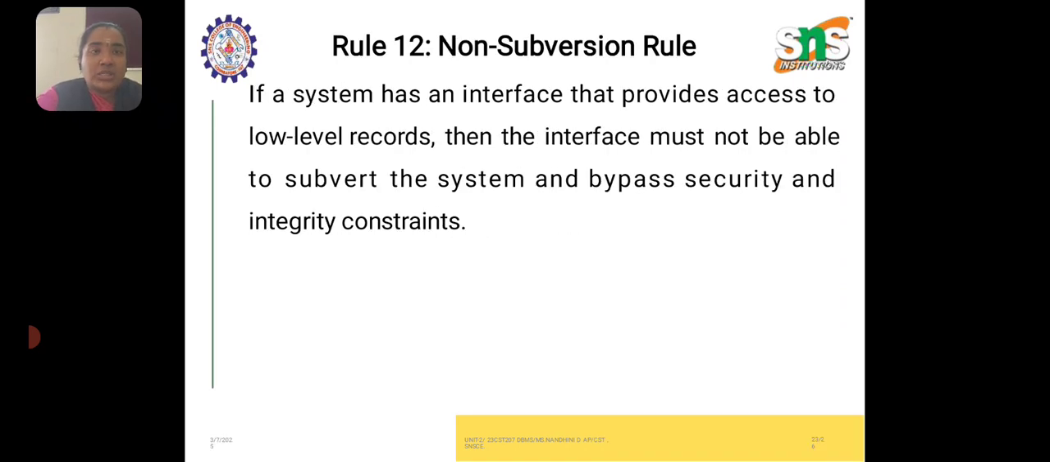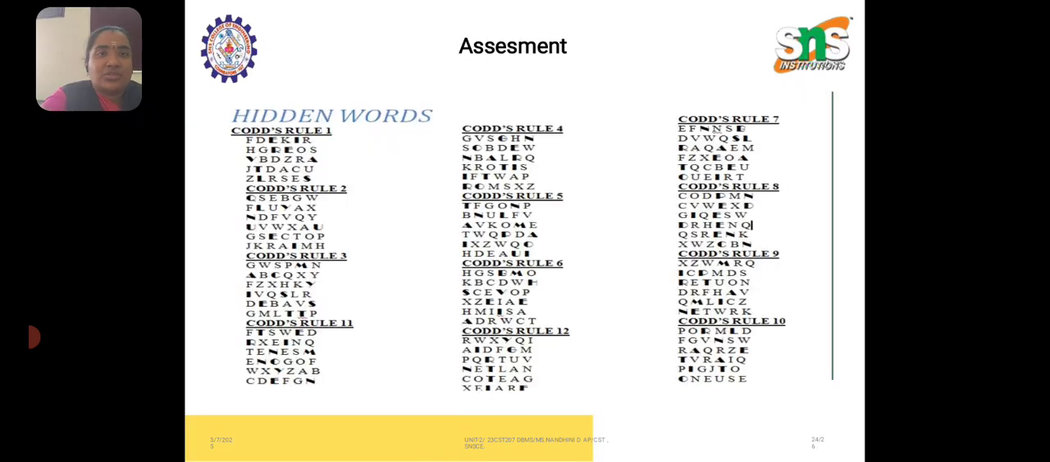And the last rule is rule 12, non-subversion rule. If a system has an interface that provides access to low-level records, then the interface must not be able to subvert the system and bypass the security and integrity constraints.